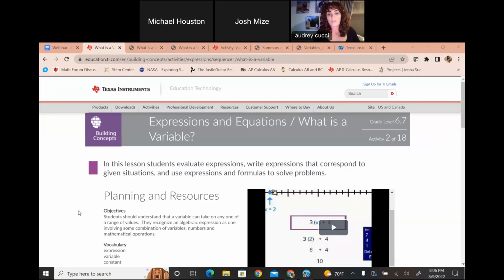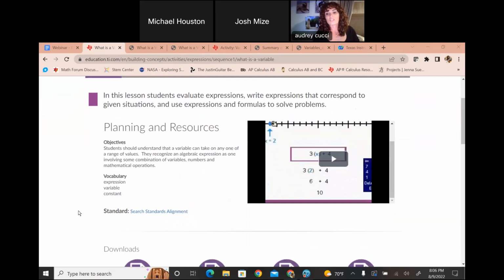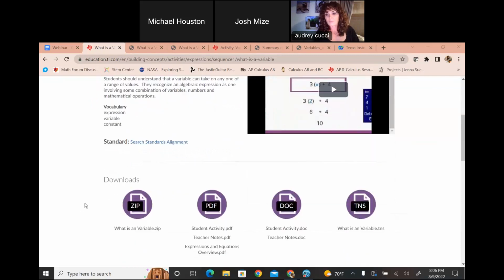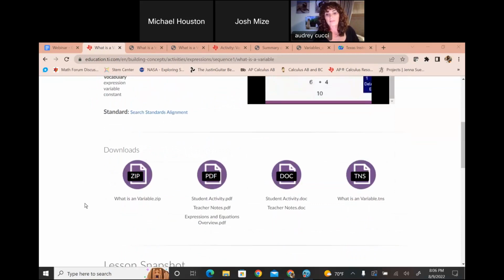for our students. Now, what's nice about these resources is when you come to the page, it gives you a nice little short video of what's going to be included in that calculator file. It gives you that vocabulary that they really want to highlight, and a standards alignment, which we know a lot of our districts want us to have available. And then down below, we have our downloads. We have everything as a zip.